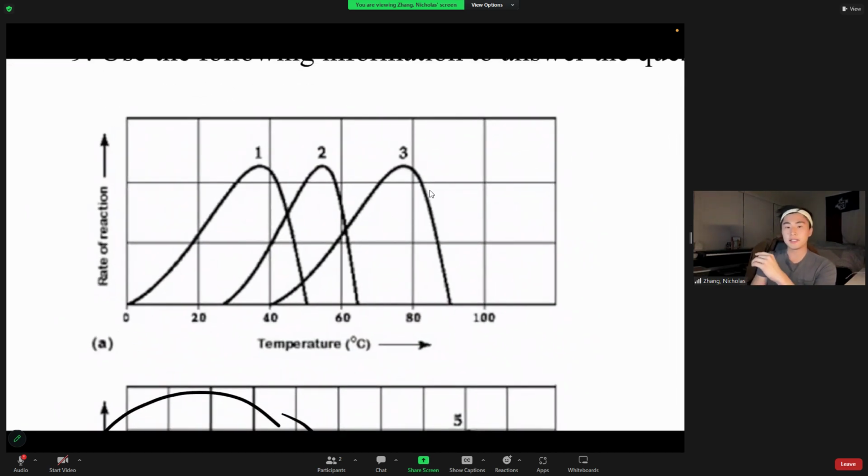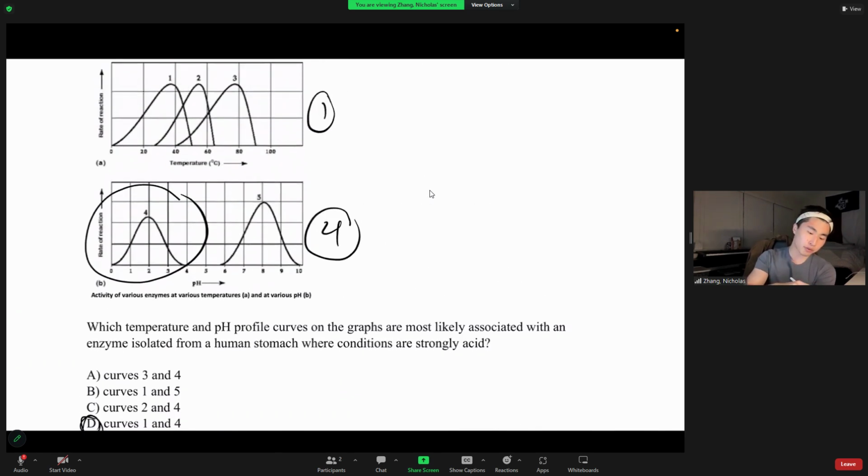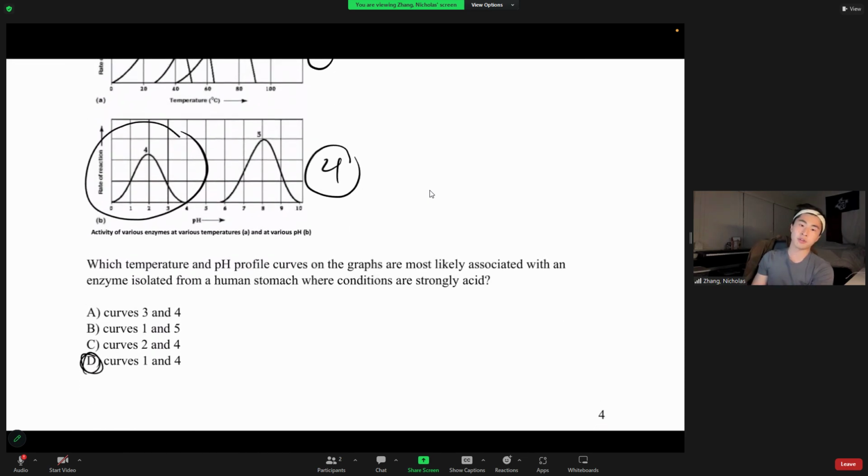Then we look up here at the temperature chart. Curves 1, 2, and 3 show optimal enzymatic functionality at different temperatures, number 1 being about 37 degrees Celsius. What we know about the human body is that our internal temperature stays around 37 degrees. Anything higher or lower can be really bad for how our bodies function. Enzymes 2 and 3 show about 55 and 75 degrees Celsius. Those are really hot for our bodies. Regardless of where you are in the body, whether in the stomach or in the brain, those temperatures are not going to be optimal. So curve 1 is optimal for the one we're describing. Curves 1 and 4 are going to be the characteristics of the enzyme located in the stomach.